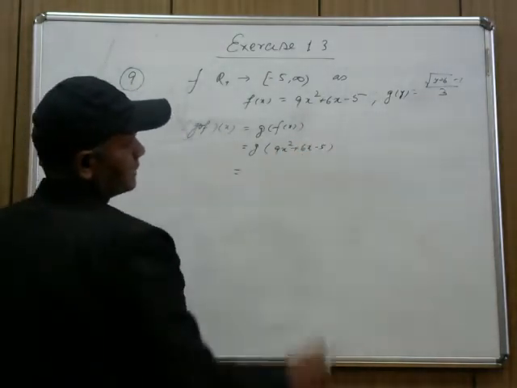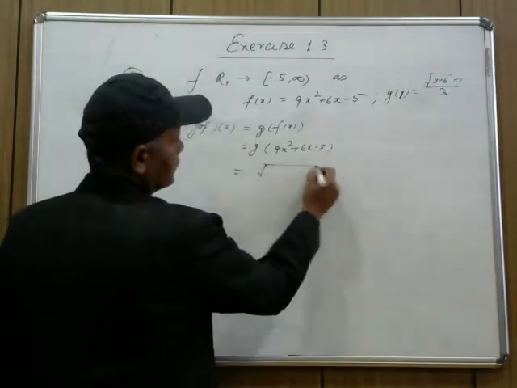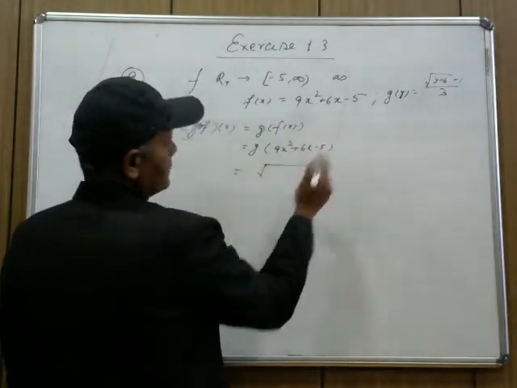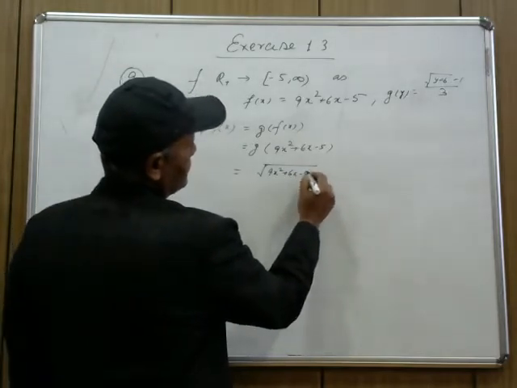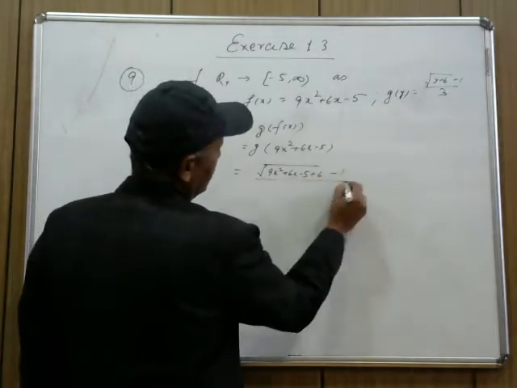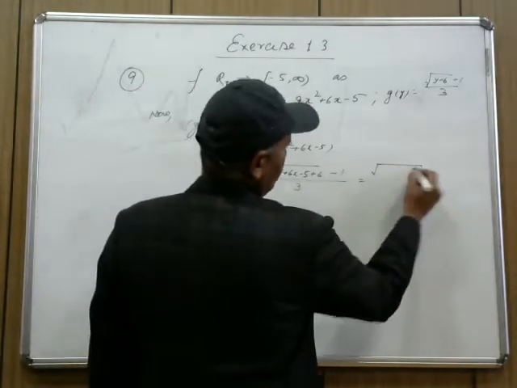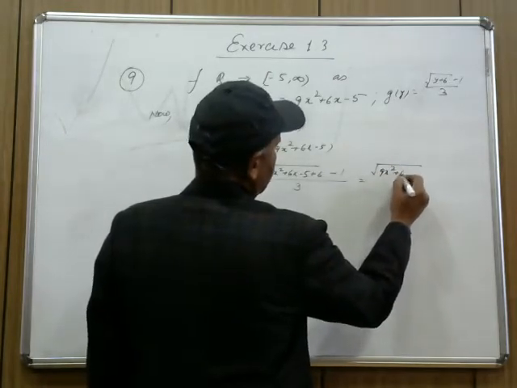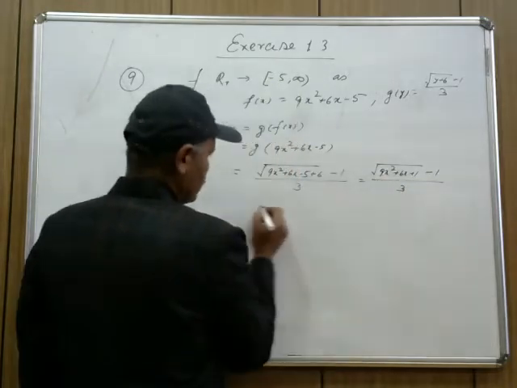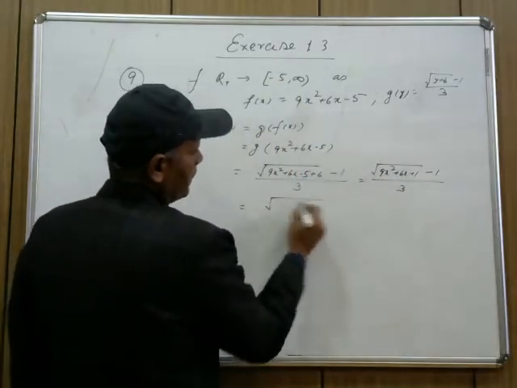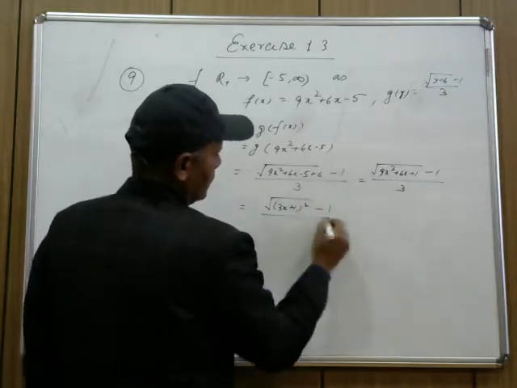And g of y is under root y plus 6 minus 1 upon 3. So this will become what? Under root, in place of y I write 9x squared plus 6x minus 5, plus 6, minus 1, upon 3. This will give you under root 9x squared plus 6x plus 1 minus 1 divided by 3, which will give you under root 3x plus 1 whole square minus 1 upon 3.